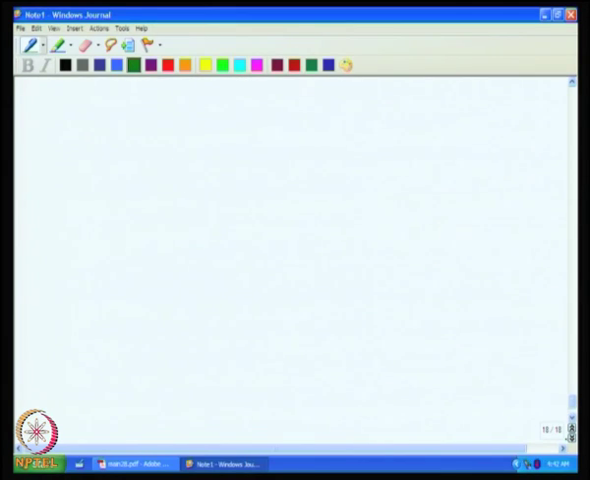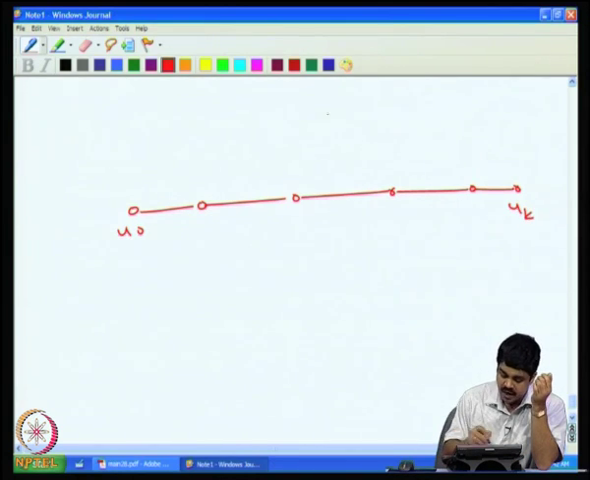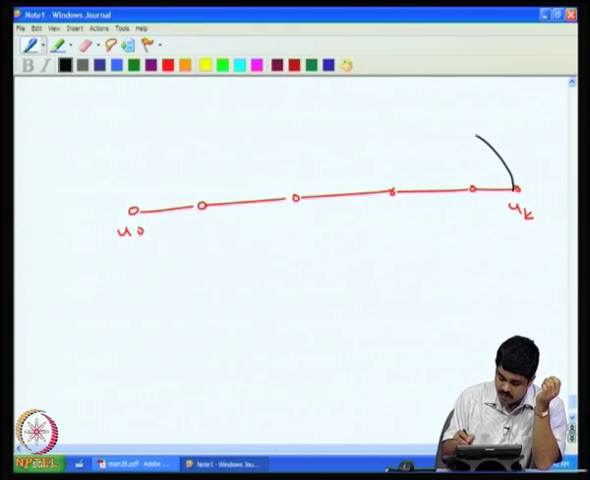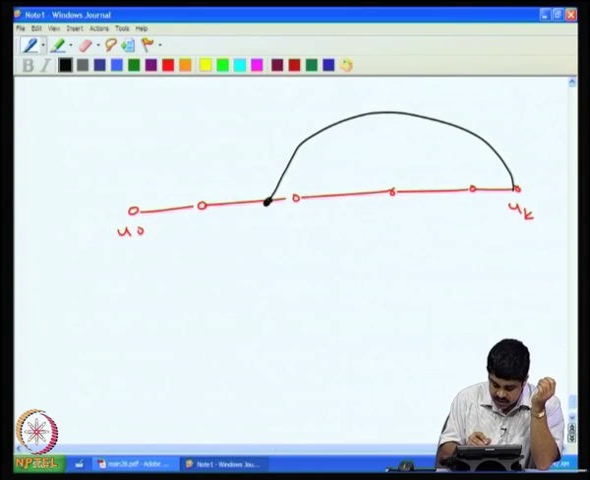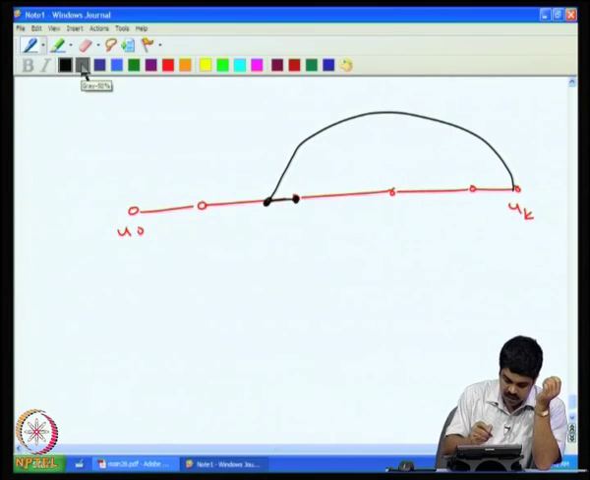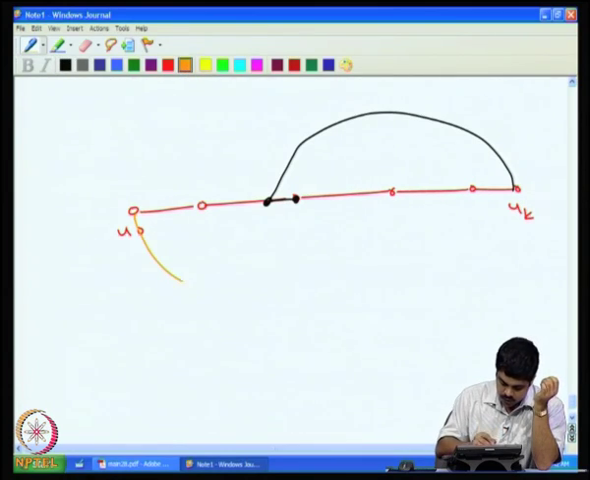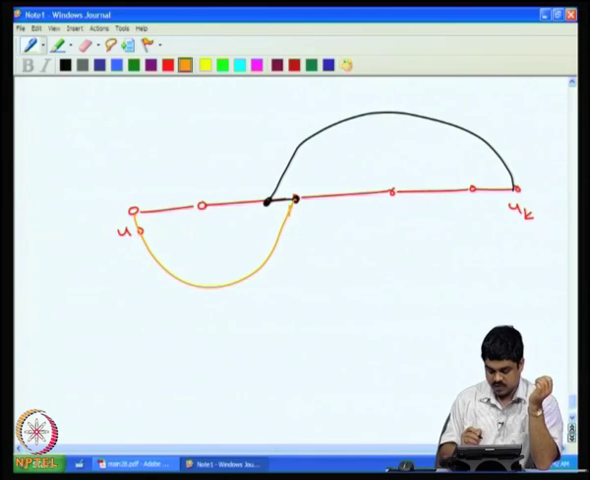Repeating the argument. So, we considered a longest path. The interesting thing about the longest path is both U0 and UK, the end vertices, should have their neighbors in this path itself. We claim that there exists a neighbor of UK in the path such that just after this, the next vertex in the path is a neighbor of U0, like this.